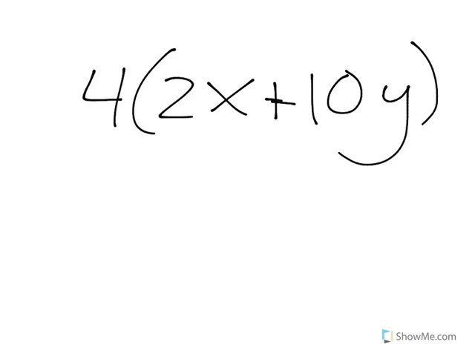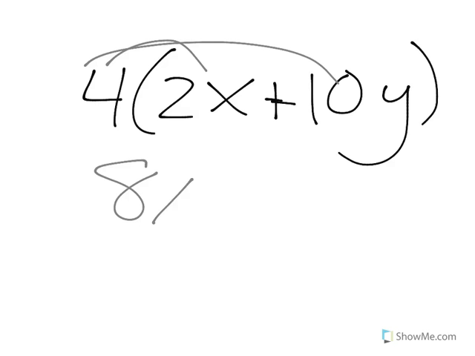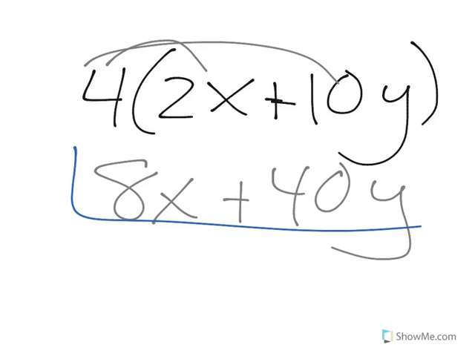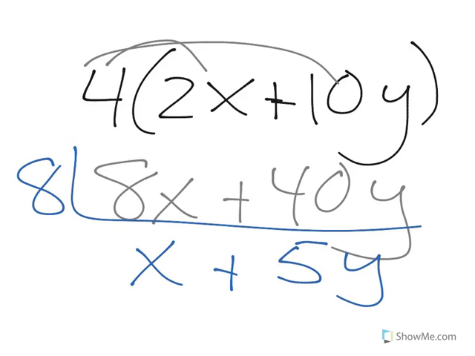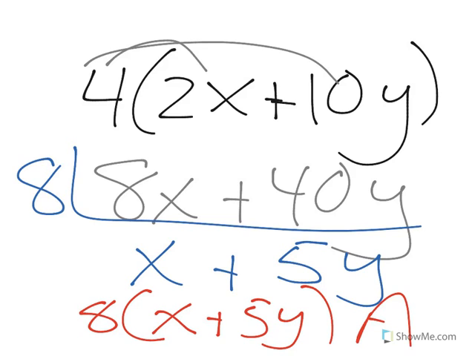Now I probably did it the wrong way to start with, but I went ahead and did my distributive property. So I multiplied 4 times 2x is 8x, 4 times 10y is 40y. Now that I got everything multiplied, I can then factor out a common factor, which would be 8. So 8 goes into 8x one time, or just x. 8 goes into 40 five times, which is the 5y. So when I look at the answer to this problem, it would be 8 parentheses x plus 5y, which was A.